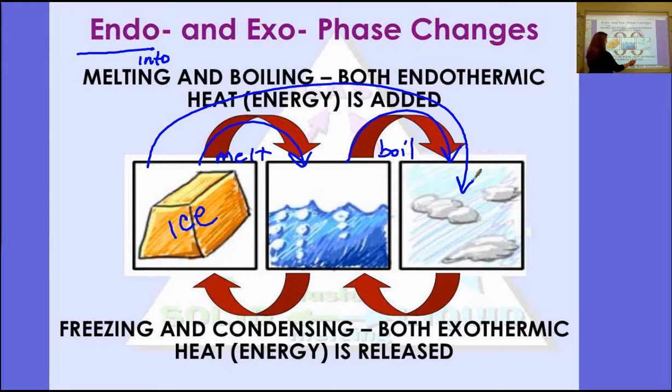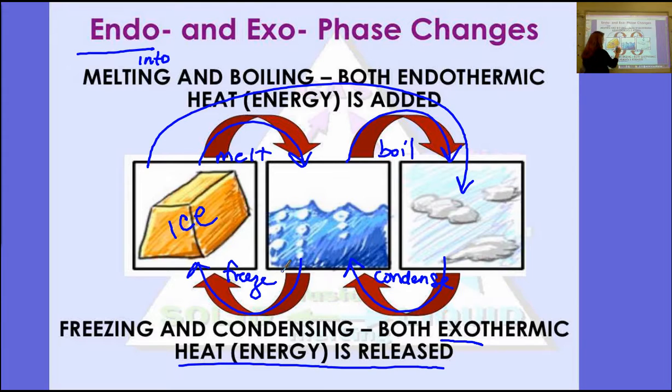Or you can have exothermic processes, where the energy or the heat is taken out. If you have a gas and you cool it down, it's going to condense into a liquid. If you have water and you put it in the freezer, it's going to freeze into ice. Or, again, dry ice, CO2. If you have a gas, it can go straight to a solid. What's that term? Check the previous slide if you forget.